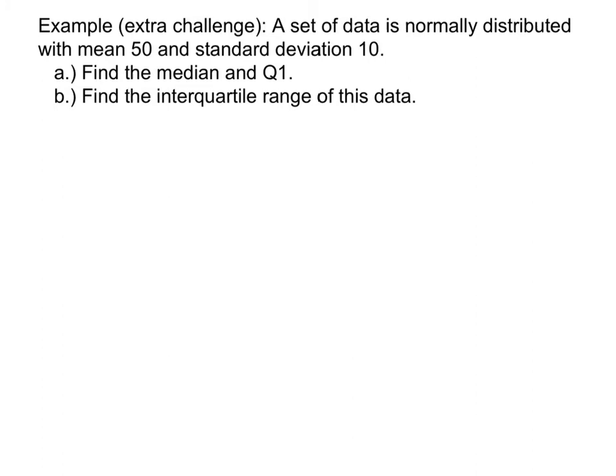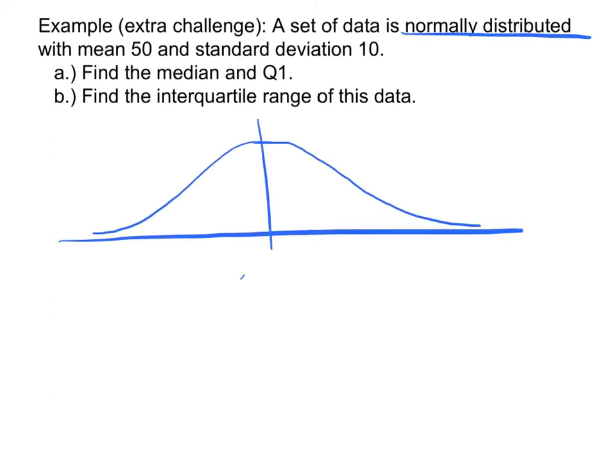So a set of data is normally distributed with a mean of 50 and a standard deviation of 10. I mentioned before, as soon as you see the words normally distributed, you should be drawing a bell curve. So here's my bell curve. Here's my mean of 50 with my standard deviation of 10. Now, I'm going to walk you through part A.